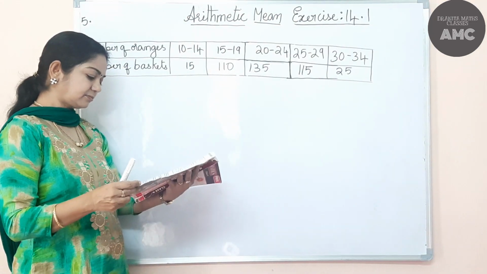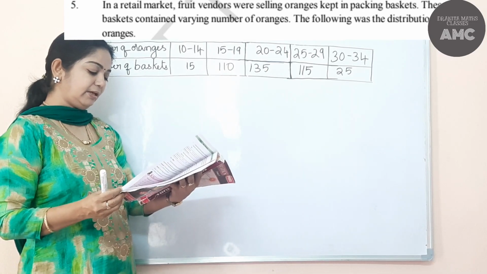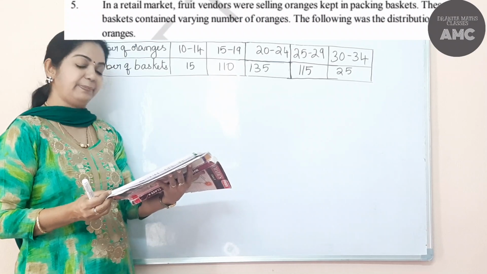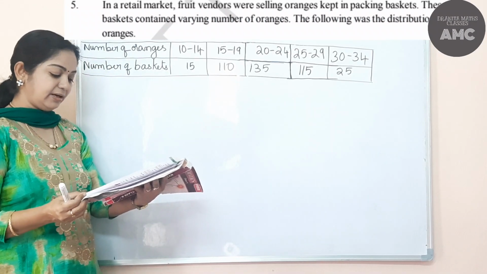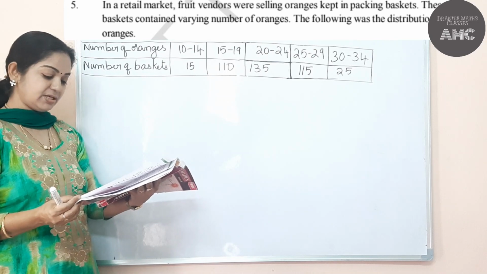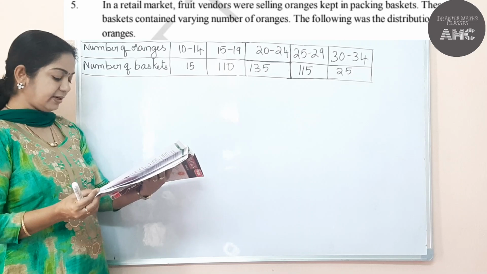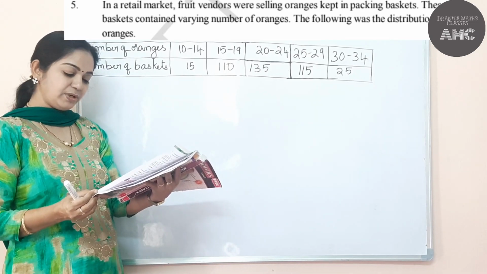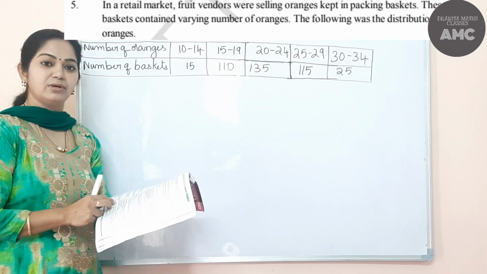The fifth problem. In a retail market, the fruit vendors were selling oranges kept in packing baskets. These baskets contained varying number of oranges. The following are the distribution of the oranges. Here, find the mean number of oranges kept in each basket. Which method of finding the mean did you choose? And the tabular column also is given.